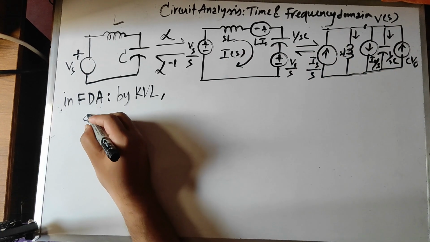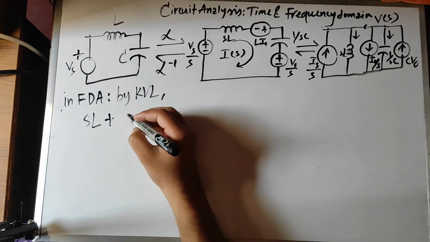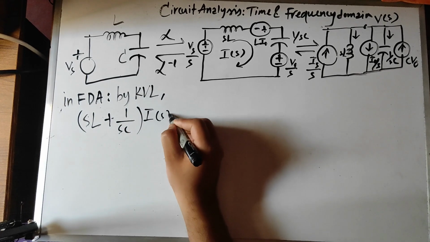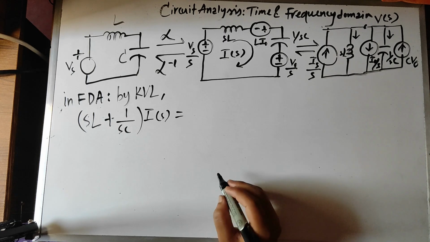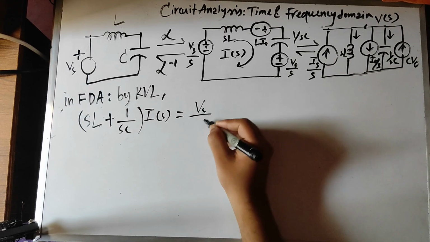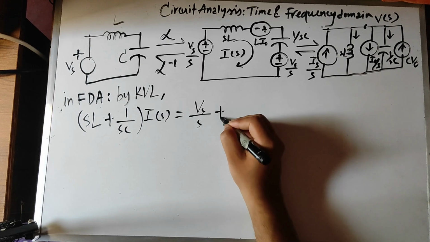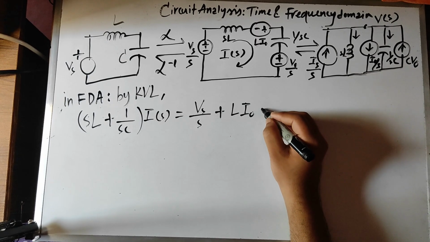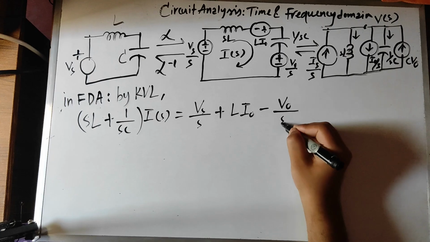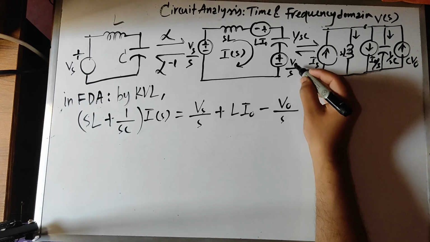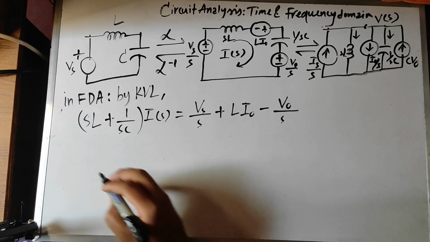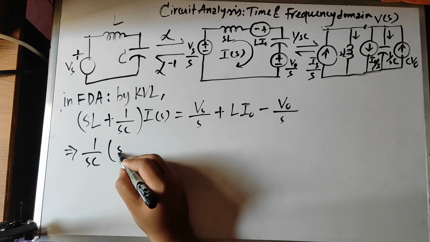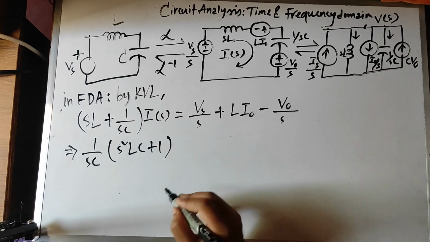(SL + 1/SC) Is = Vs/S + L·Io − Vo/S. This Vo/S. So this will give us (1/SC)(S²LC + 1).